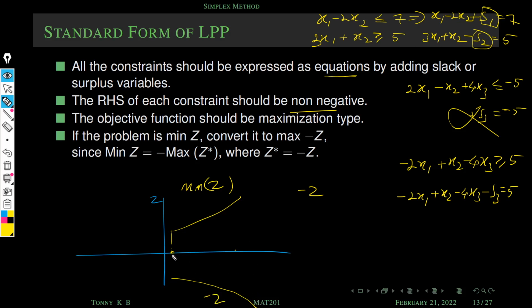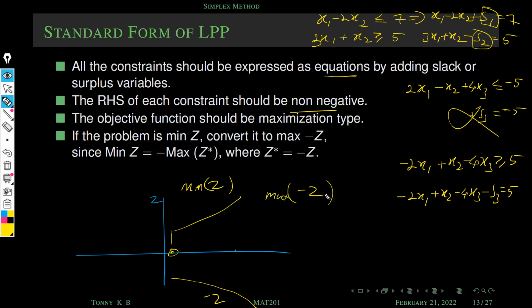Then what about this point with respect to minus z? In the case of z, this point is the minimum. In the case of minus z, this point is the maximum. Clear? So this value is less than these quantities, and this point is actually given by the maximum of minus z.